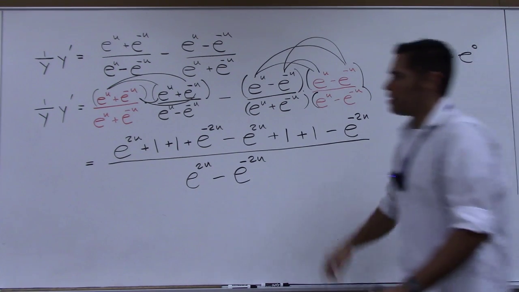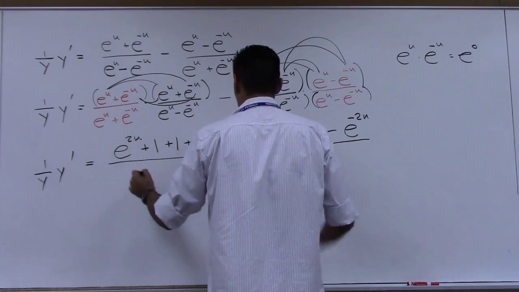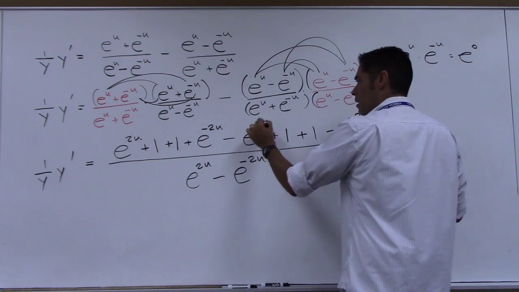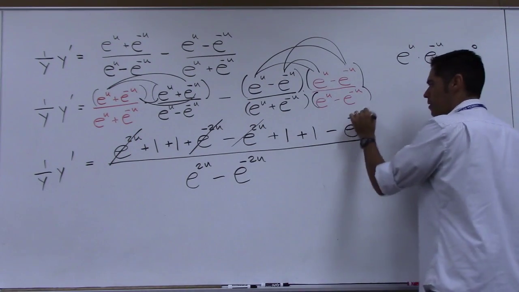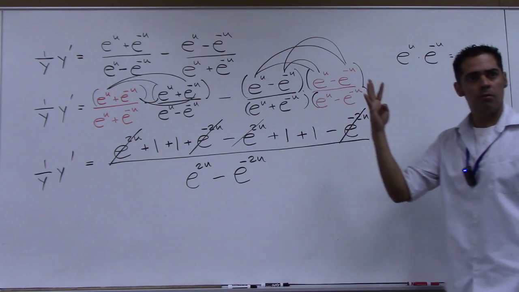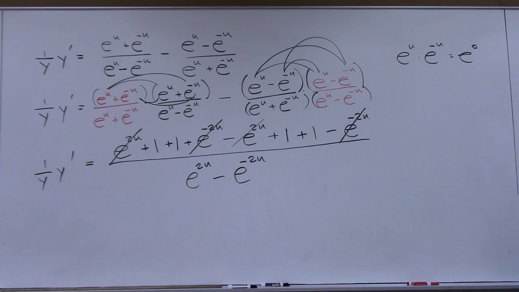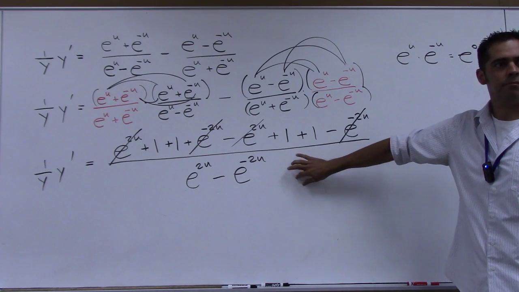Now, remember the left side of this is 1 over y prime. And then I think we get some good cancellation here, don't we? This cancels with this. This cancels with this. These numbers add up to be 4. 1 plus 1 plus 1 plus 1. So you get 4 over this denominator. Do you agree? Yeah.